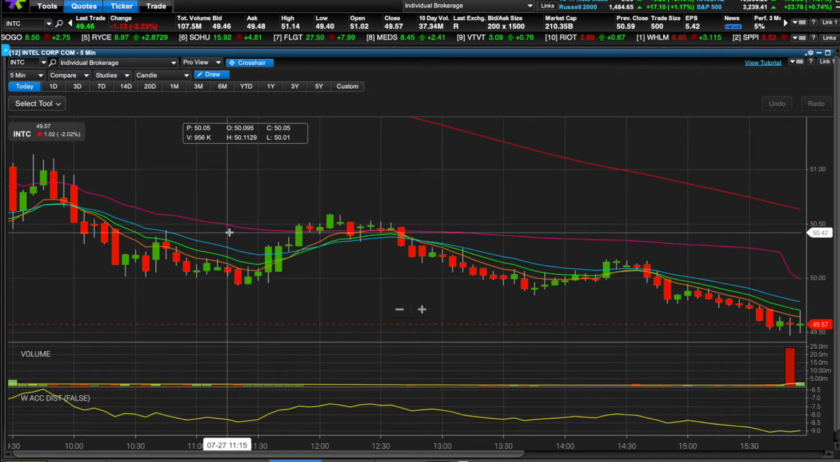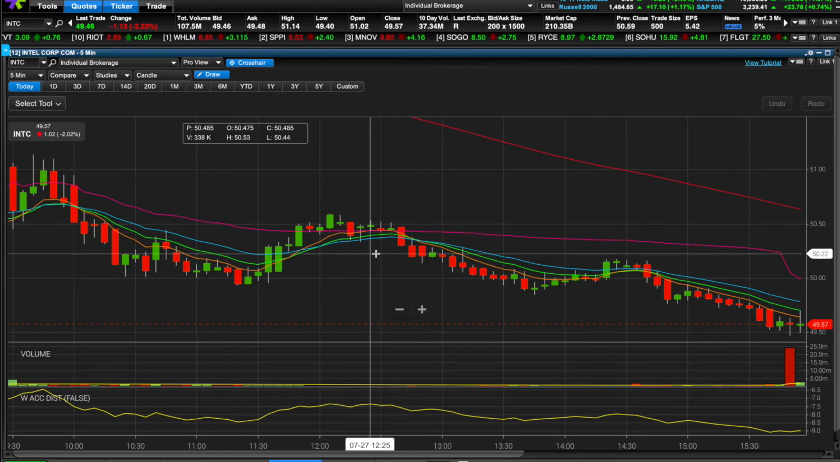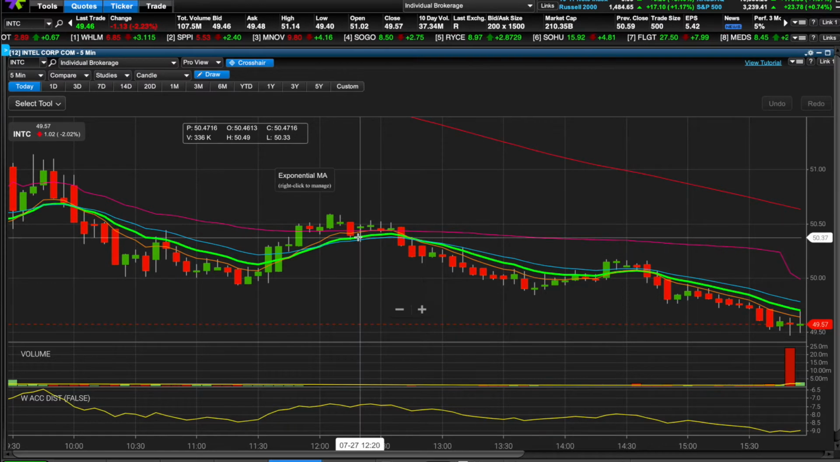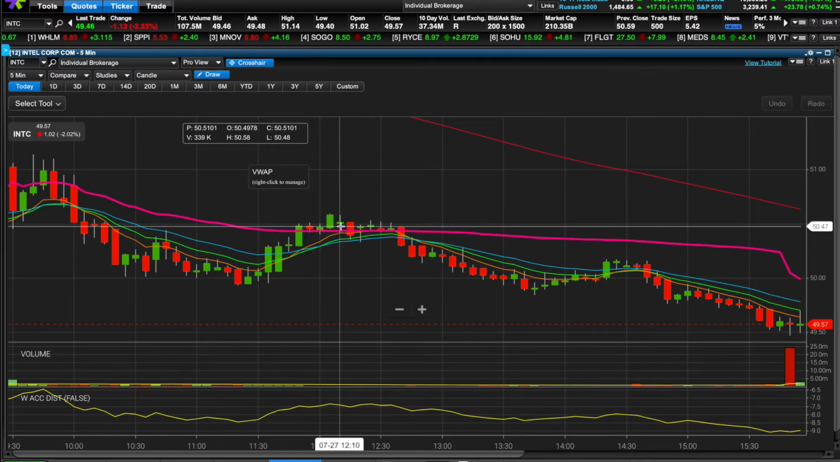So I used Intel here. I have not made a trade on Intel. This is solely for educational purposes, just to show you guys how I personally use it. Say I'm super bullish on Intel and I want to enter a trade. What I'm looking for is a crossover of the VWAP and over top of the moving averages. I like to combine those together.